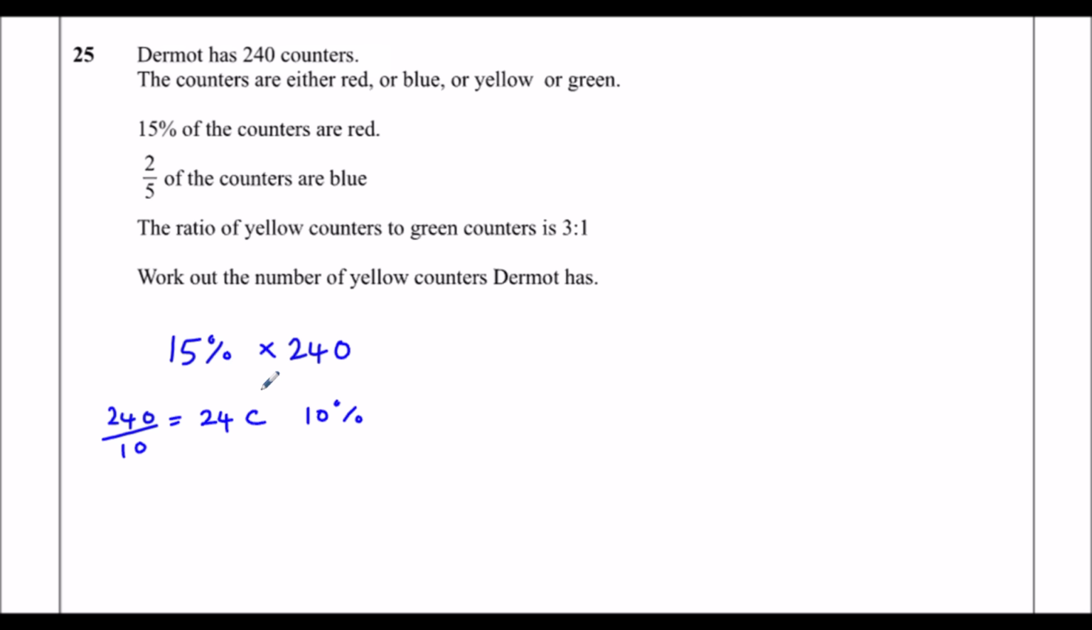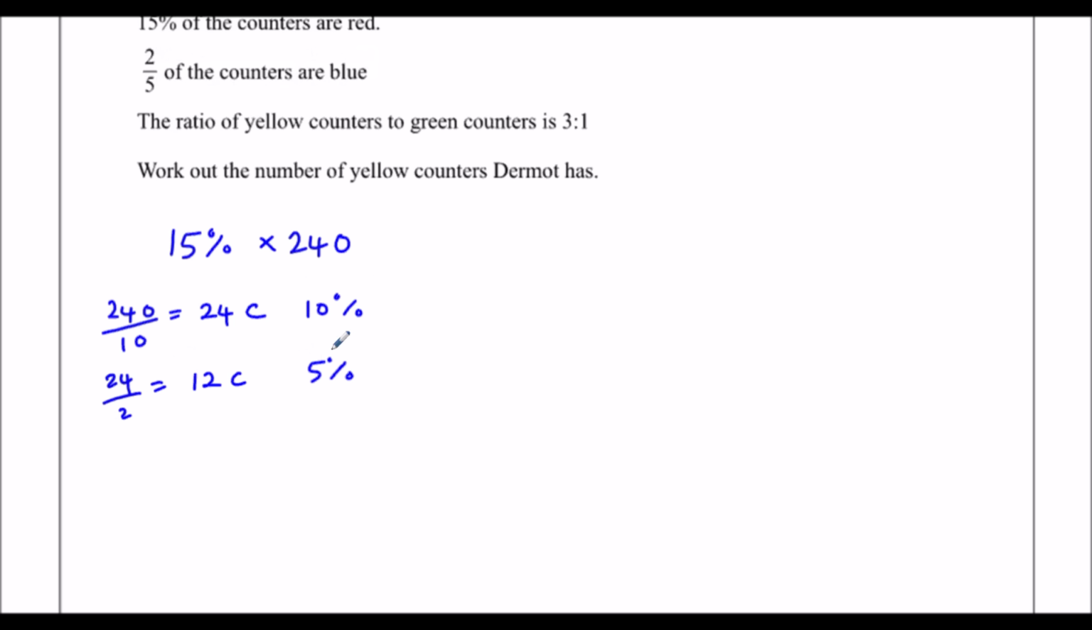And if we half that, we'll get 5%. So half of 24 is 12. So 12 counters is 5%. So 15% must be 24 plus 12, which is 36 counters. And that's 15%. That's the number of red counters.